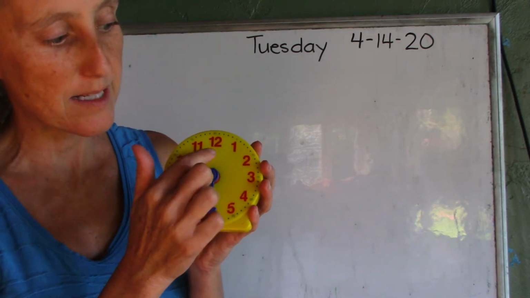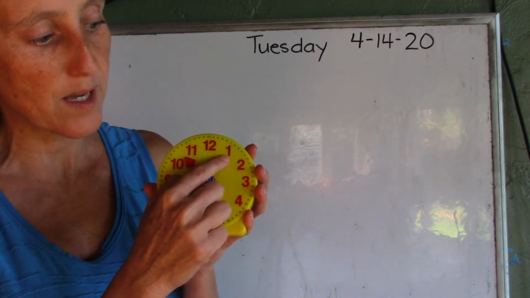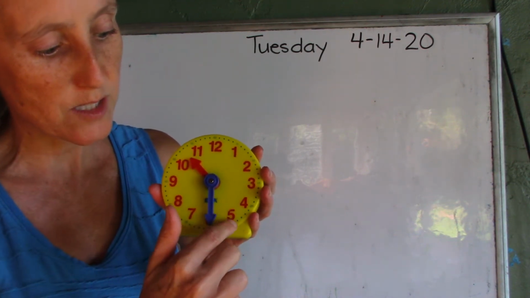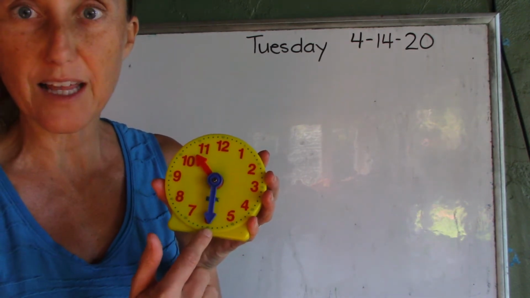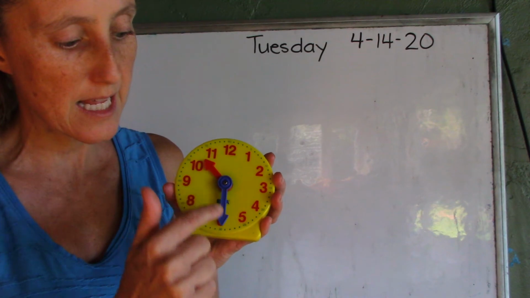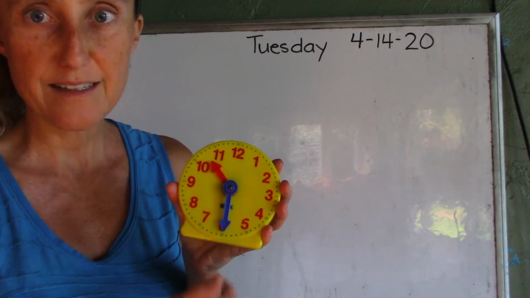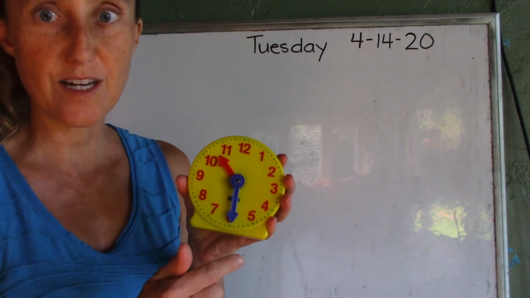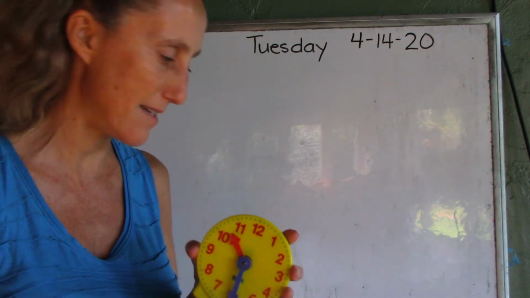And we know that because if we count by 5, starting with the 1, 5, 10, 15, 20, 25, 30, we get 30 when we get to the 6, right? So our time here is 10:30, right? Or 10:30. 10:30 is the same as 10:30.